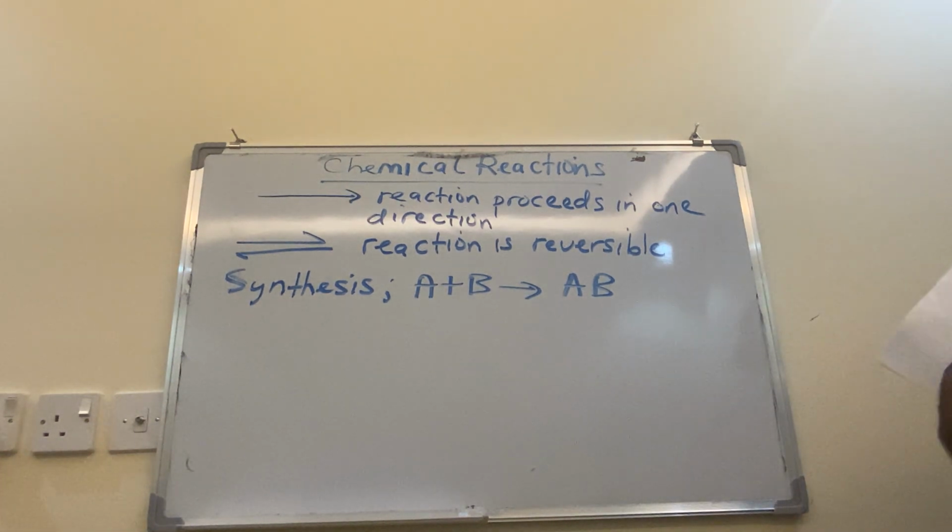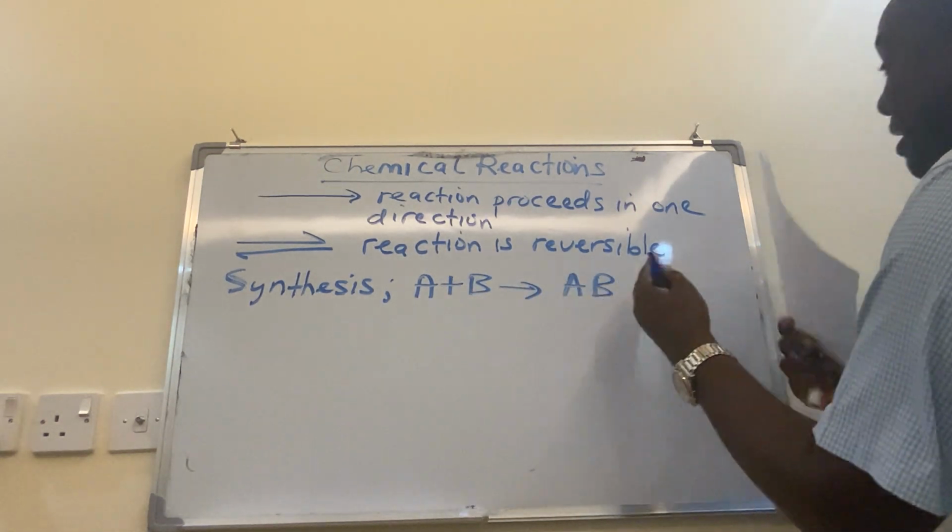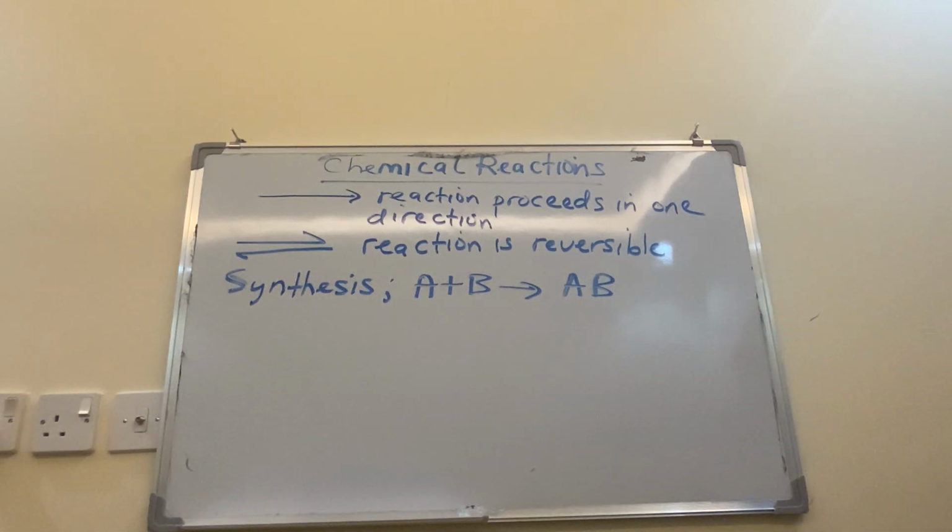We have certain reactants that are being combined in the presence of light. That's why we have photo, which means light, synthesis, meaning together. And we are putting together certain elements in the presence of sunlight. That's why we call it photosynthesis. So we have A, B separate, and we have AB now, which is our product.